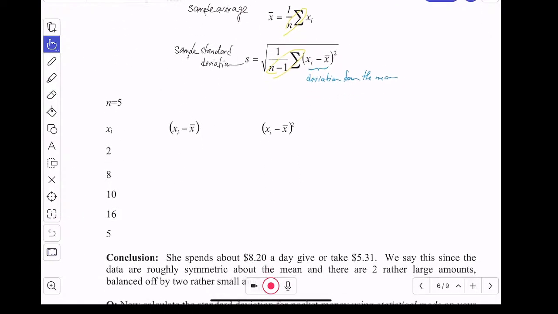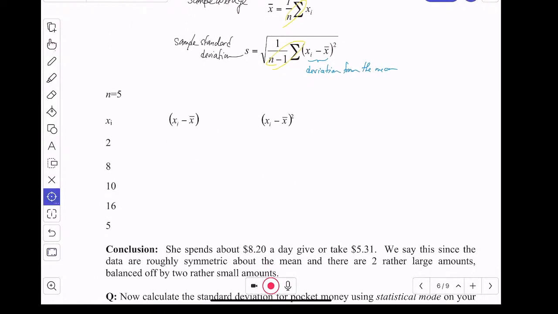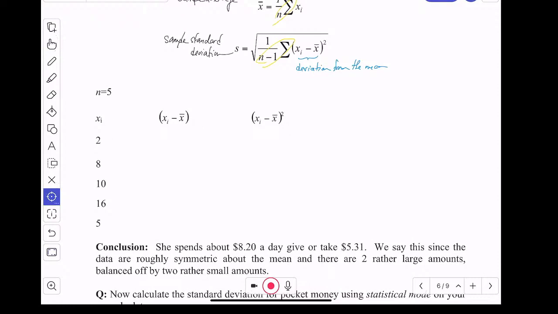So here's an example. This is how much money a student has in their pocket during a week, and we'll use it as our sample. We want to estimate how much potential change an individual might have to spend in the cafeteria for snacks. So Monday, the person has $2, Tuesday $8, Wednesday $10, Thursday $16, and Friday $5.